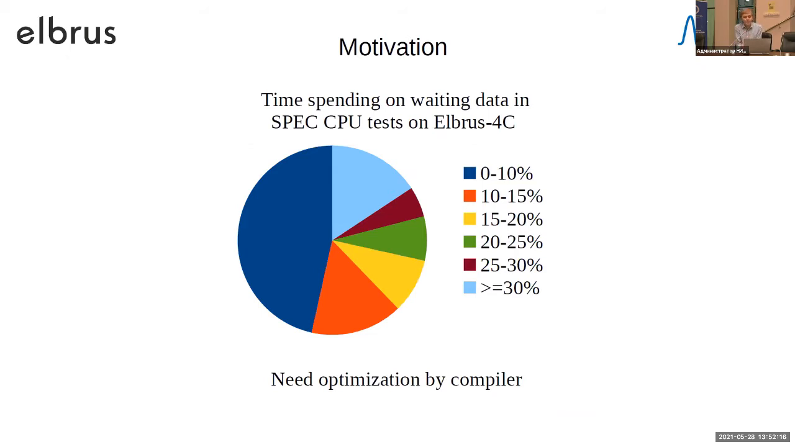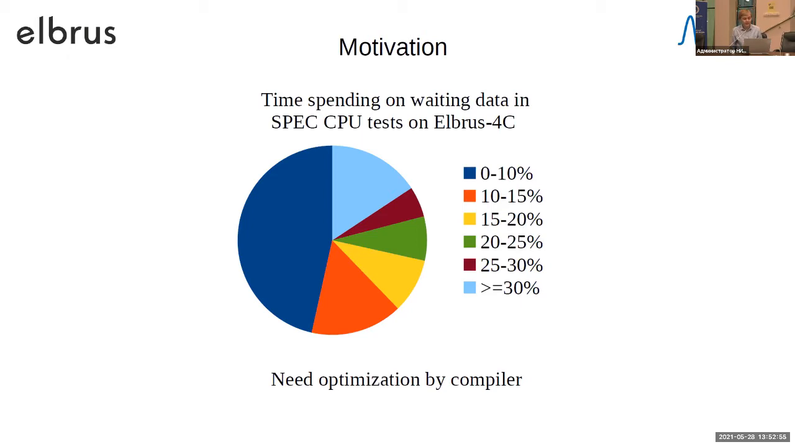First of all, I'm talking about one category of optimizations, about data layout optimizations. Why do we need them? Last autumn, we have measured how much time does processor spend on waiting data. We used Elbrus for C for that. It's a processor with in-order execution and 2 cache levels.